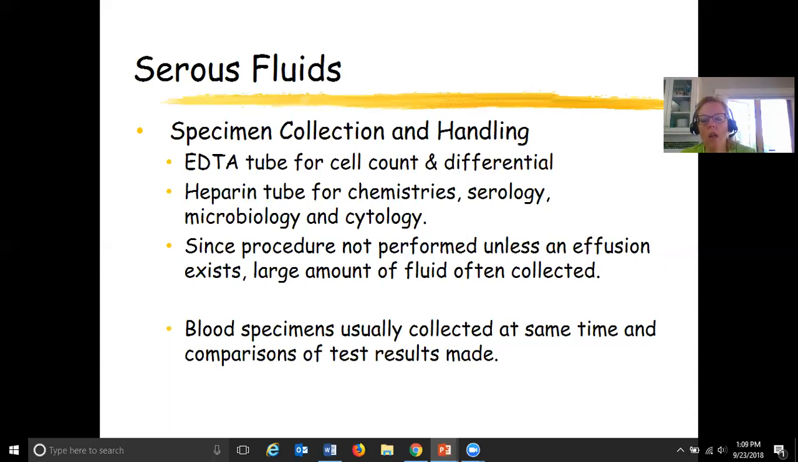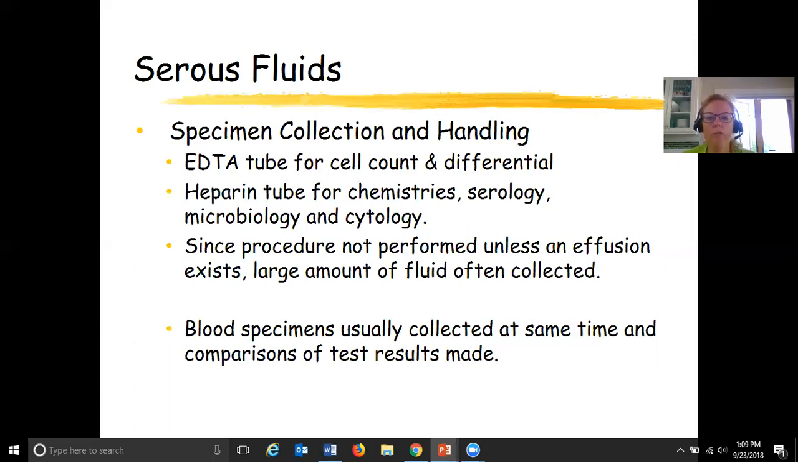So one of the things you can do as a lab tech is help set up a system so that the EDTA tube is right on top of that collection kit, so that they don't forget to get it. Sometimes physicians and nurses don't understand that you have to have that EDTA tube for cell count and differential. You'll use a heparin tube for chemistry, serology, microbiology, and cytology. And usually you get a large amount of fluid because they don't just go into those body cavities for no reason. There's not a lot of fluid in those body cavities typically, like we learned in the introduction to body fluids. And if there's an effusion, sometimes there can be a huge amount of fluid.